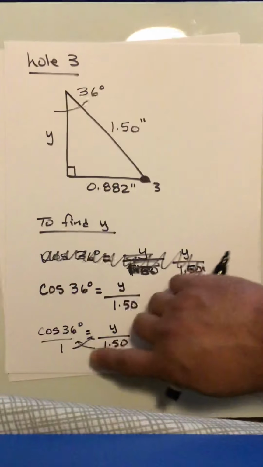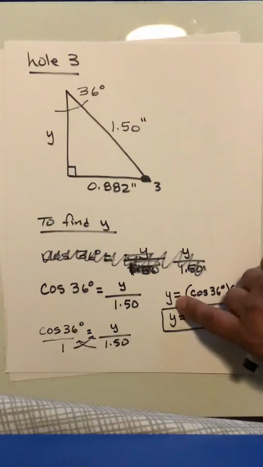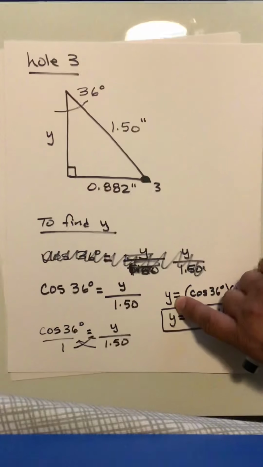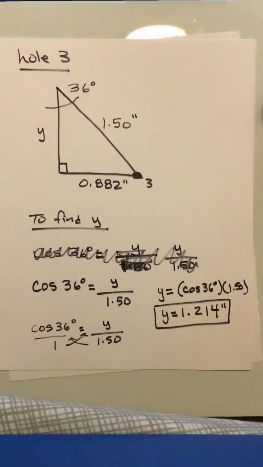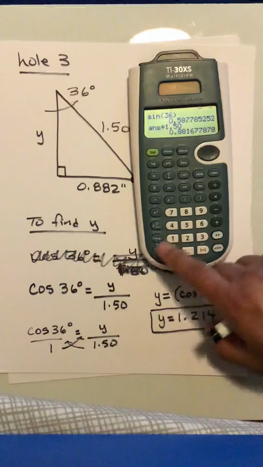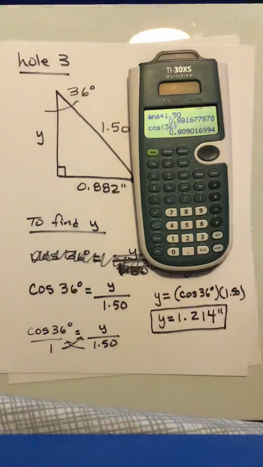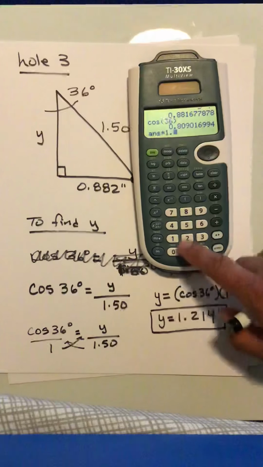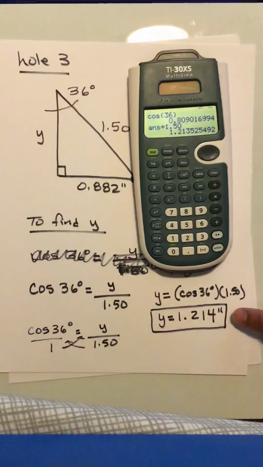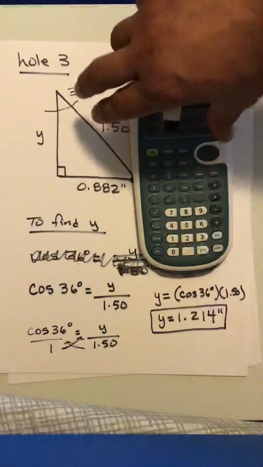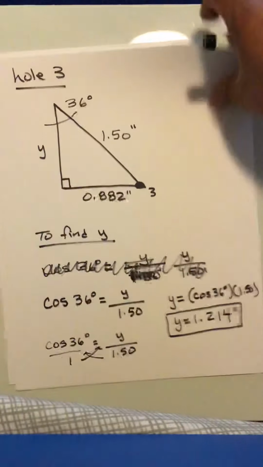Once again, I'm going to treat this as a proportion. Put this over 1, cross multiply. This times this just gives me y, because any number times 1 is that number itself. And this times this, so find the cosine of 36. It gives me that number, times 1.50. I get 1.2135, or rounding off to 1.214. And that gives me that measurement right there.